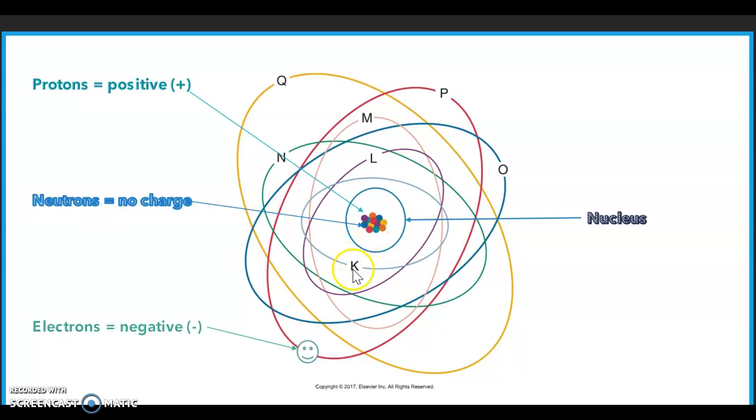So obviously the closer the shell is to the nucleus, the higher energy level it's going to have. And as it gets further and further away from the nucleus, the least amount of energy that it's going to have.